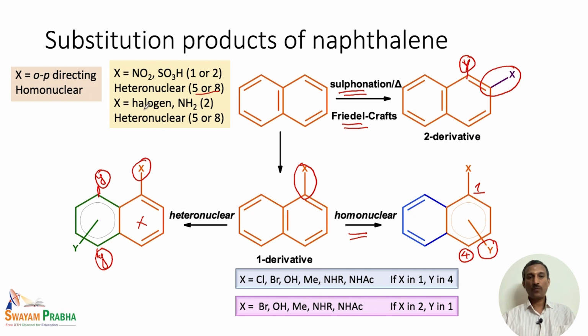For example, if you look at the halogen, if the halogen is in position number 1, here we generally end up with the homonuclear substitution. But if the halogen is in the second position, that many times prefers the heteronuclear substitution. So this is how we can understand, depending on what is the first group present in the naphthalene derivatives, whether the second or incoming group occupies the same ring or the neighboring ring, using this particular scheme.